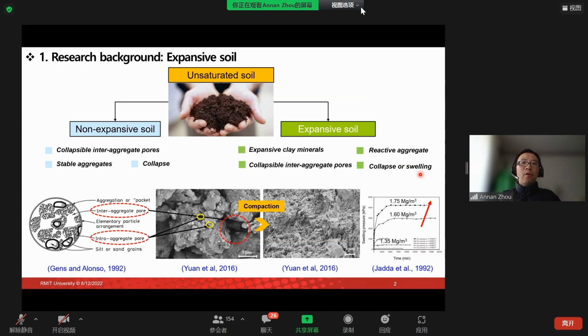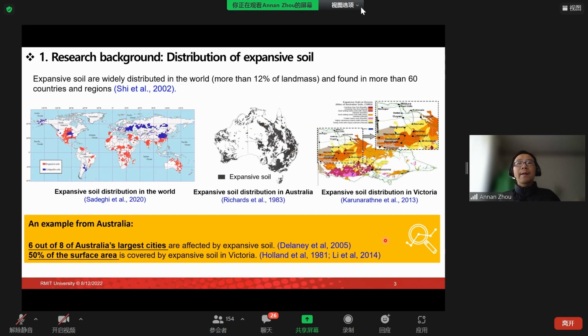Like non-expansive soil, compaction or compression can reduce the volume of interaggregate pores and therefore make the swelling behavior predominant. So if the deformation is restricted, the potential of the swelling will become a very huge swelling force, or let's say swelling pressure, to restrictions like pavements or foundations. Expansive soils are widely distributed in many countries all over the world.